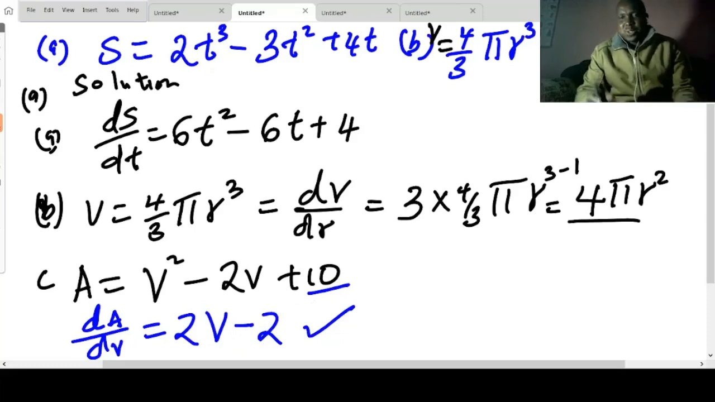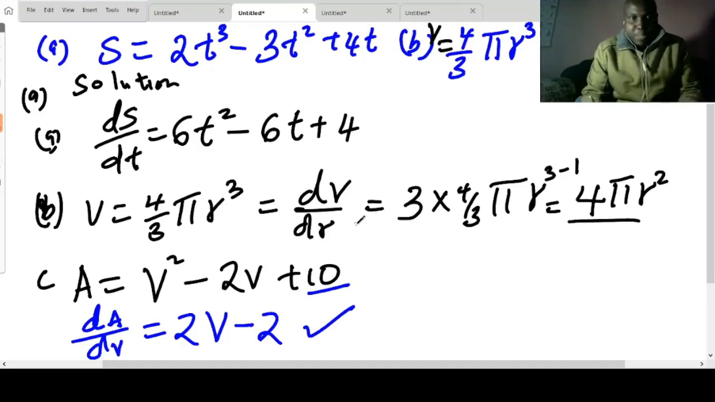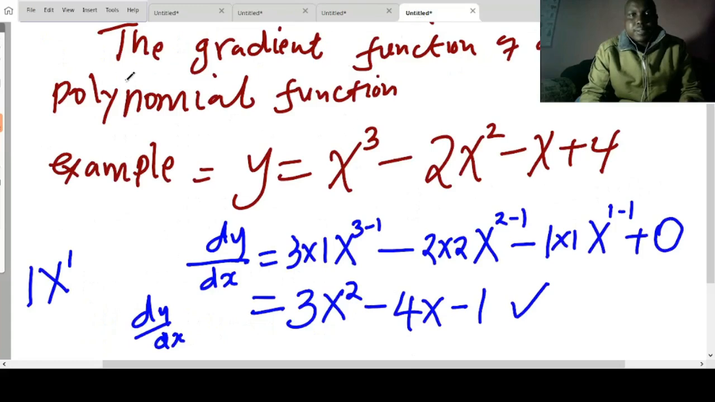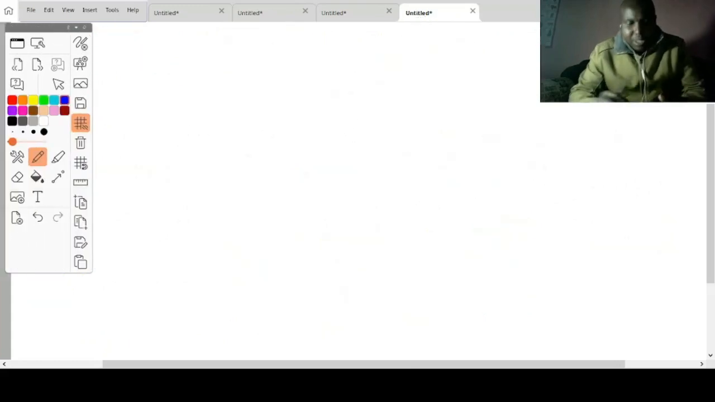So having understood that, now we move ahead to a very important critical moment. Let me clean the whiteboard, and then we move forward to a very important thing now. We have talked about the derivative. Now we want to find the gradient of a function of a curve at a given point.